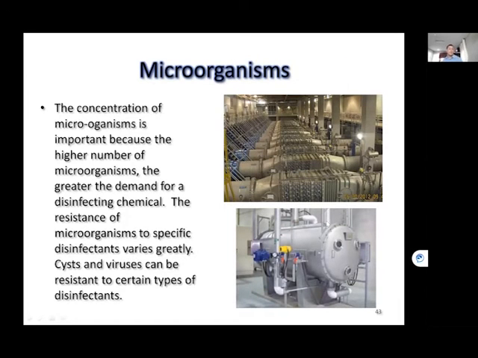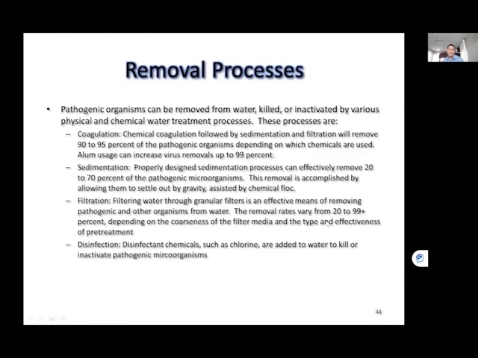Microorganisms. The concentration of microorganisms is important because the higher the number of microorganisms, the greater the demand for a disinfecting chemical. The resistance of microorganisms to specific disinfectants varies greatly. Cysts and viruses can be resistant to certain types of disinfectants. So, the removal process: in each stage of the water treatment process, pathogenic organisms can be removed from water, killed or inactivated by various physical and chemical water treatment processes.